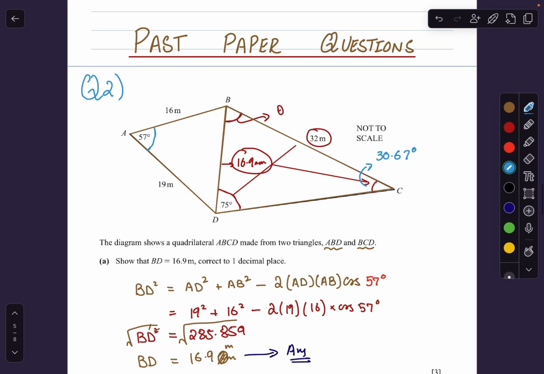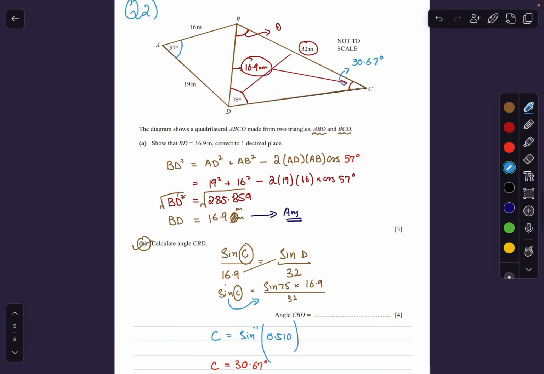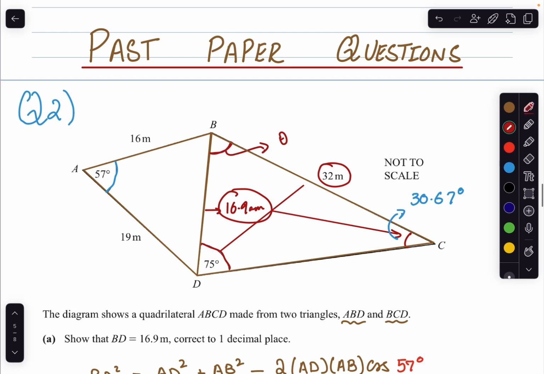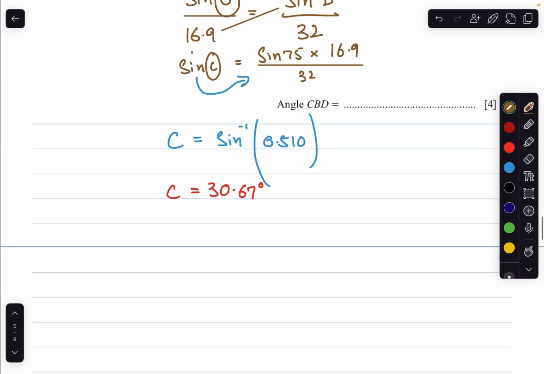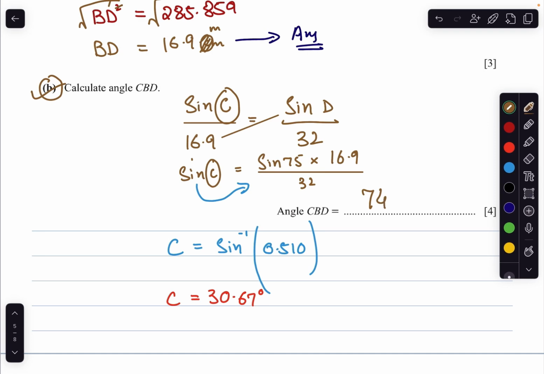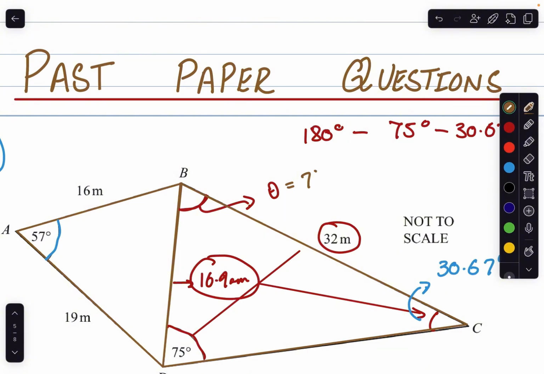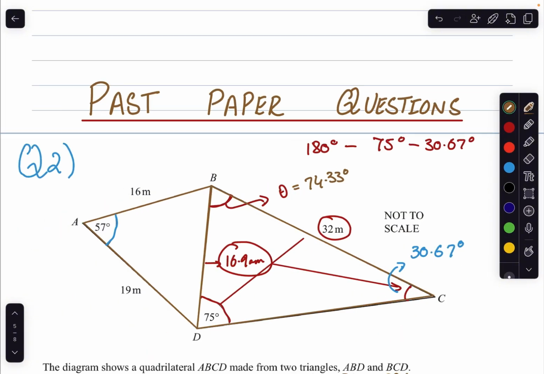To get the angle B, what should we do? We have been given a triangle here. In that triangle, 75 is one angle and 30.67 is another angle. We'll solve it for the angle B, CBD. That would be 180 degrees, subtract 75 degrees, subtract 30.67 degrees. The angle we get for CBD is 74.33 degrees. It means this angle over here, theta, equals 74.33 degrees. This is the solution for the question.